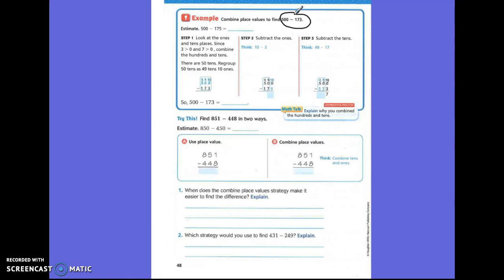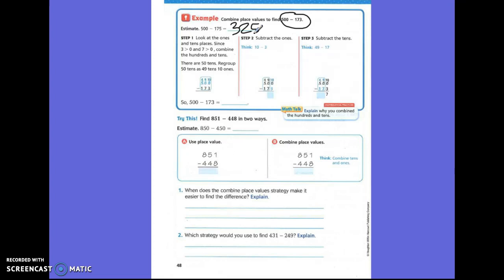So it would be 500 minus 100 is what? 400. Minus 75 is 325. Okay, so let's look at the steps. Step 1. Look at the ones in the tens places. Since 3 is greater than 0 and 7 is greater than 0, combine the 100s and 10s. There are 50 tens. So regroup 50 tens as 49 tens and 10 ones.